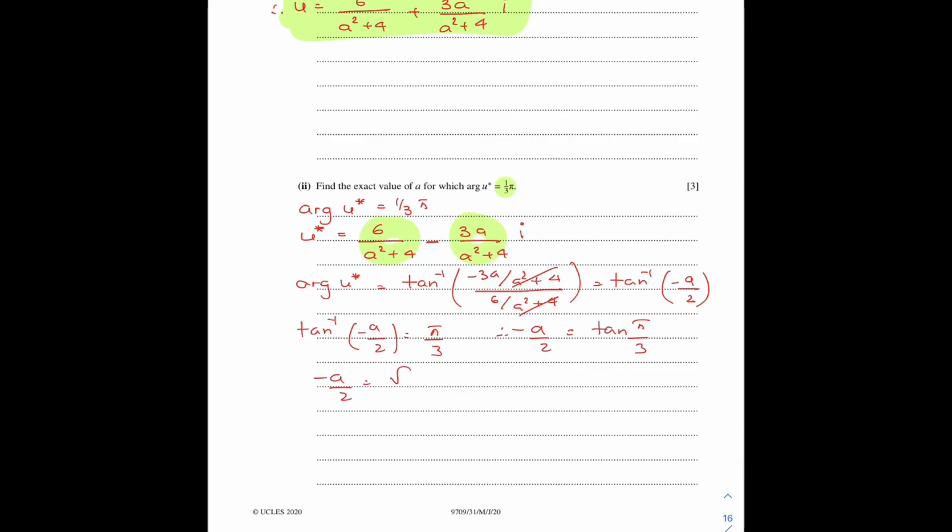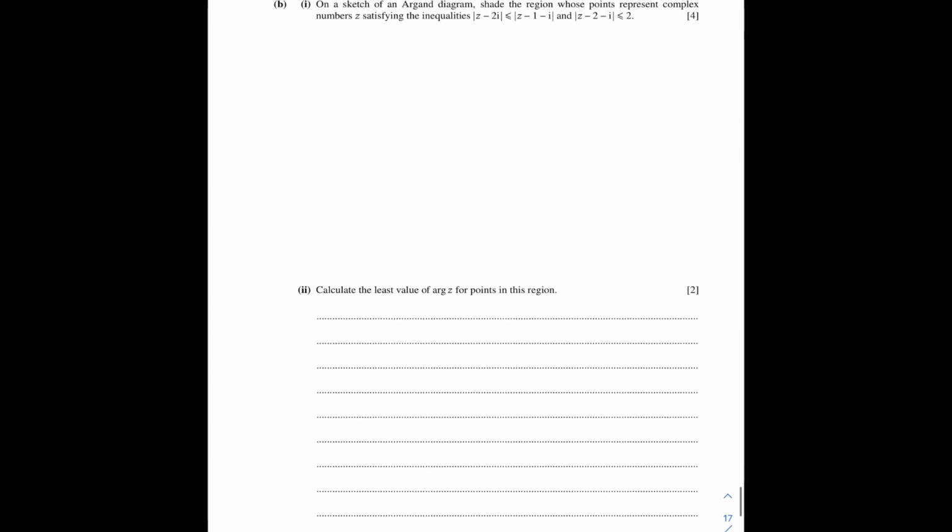So I can write negative a over 2 is tan pi over 3. Tan pi over 3 is root 3. So negative a over 2 is root 3, so a is 2 root 3 times negative, which means a is negative 2 root 3. Done. Let's try the next part.